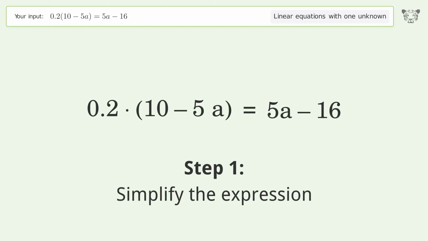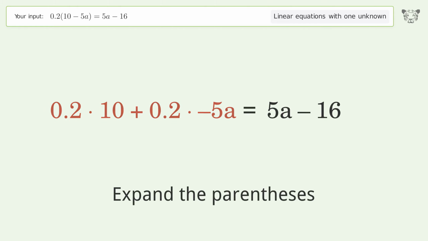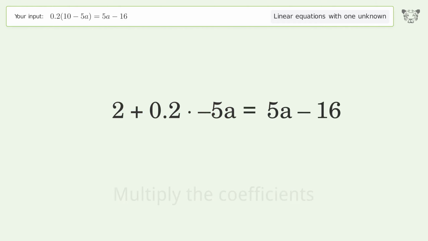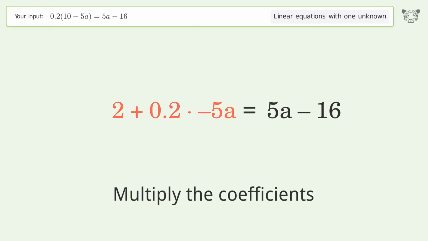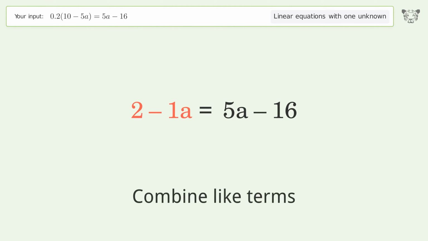Simplify the expression. Expand the parentheses. Simplify the arithmetic. Multiply the coefficients. Combine like terms.